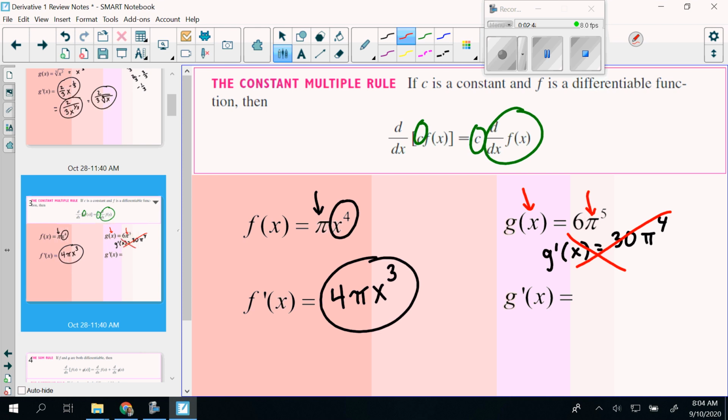Pi is a constant. So be careful with pi and e. Even though they look like variables, they are constants. 6 pi to the 5th is a number we could figure out on the calculator. So derivative of a constant is just 0. So answer ends up being 0 there.